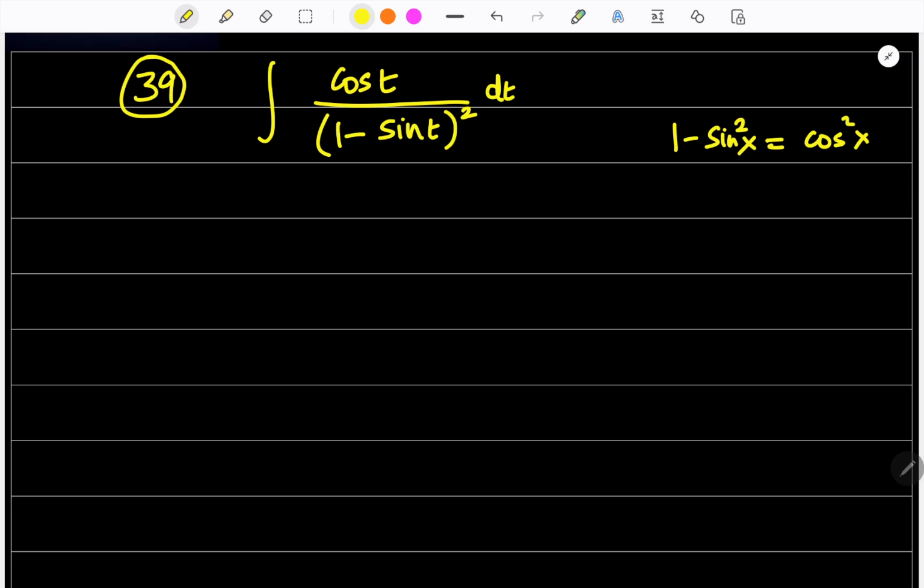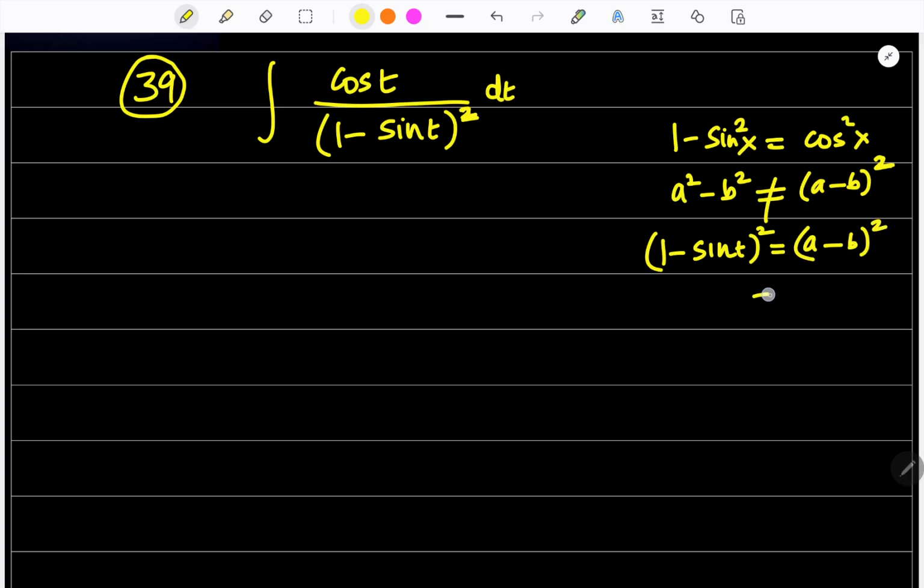No, keep in your mind, it is not 1 minus sine square. It is the whole square. Keep in your mind, a square minus b square is totally different from a minus b whole square. If you expand this one, 1 minus sine t the whole square, you will get the formula a minus b whole square, which is a square minus 2ab plus b square, which is a big one. So in this situation, you are going to use the substitution method.